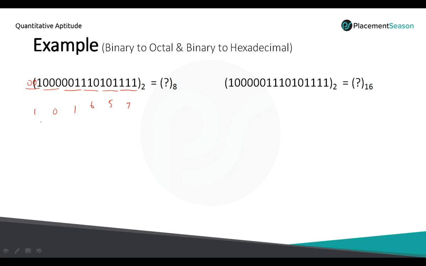So this is the corresponding decimal equivalent of the given number. So write it together. 101657 is the octal value of the given binary number. So you have to group it as 3 and write the corresponding decimal equivalent and write the answer. So simple. Similarly, if you want to convert the given binary number to hexadecimal number, you have to group it into 4 numbers. That's it.